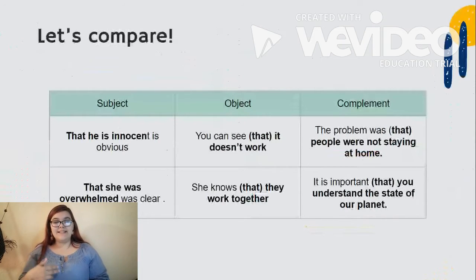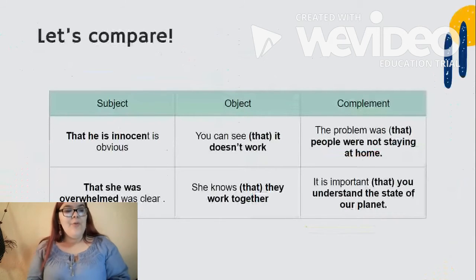And in the second sentence, we have "it is important that you understand the state of our planet." And you can say that or not. And we have it, a pronoun, as the subject, is a verb, and we have important as an adjective, and that you understand the state of our planet as a complement. It's really a long complement, I know.